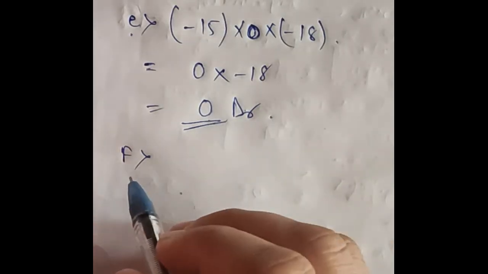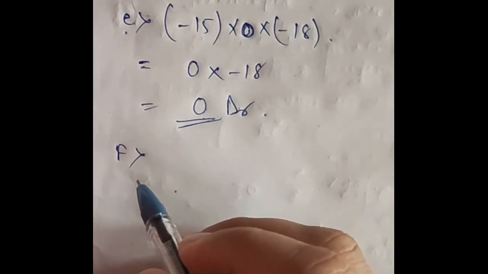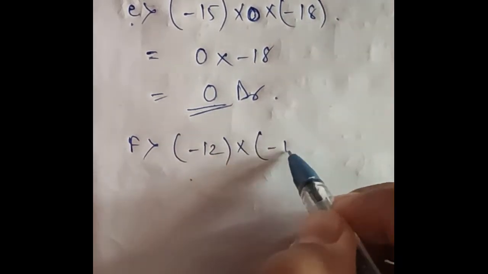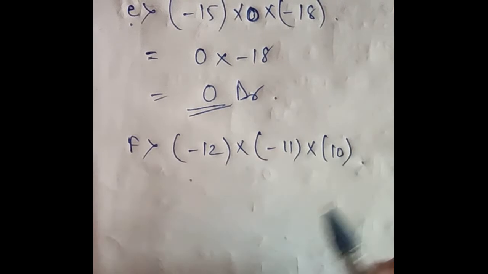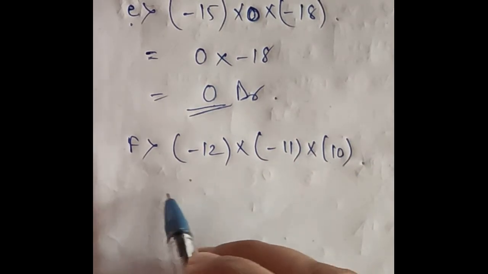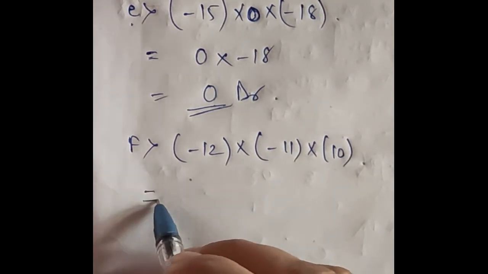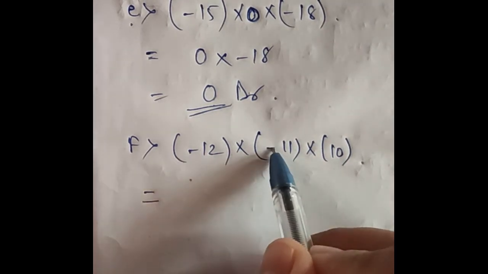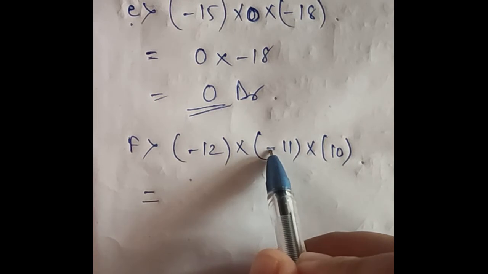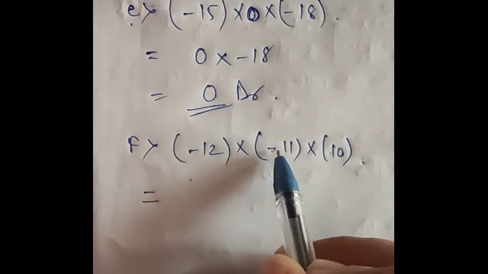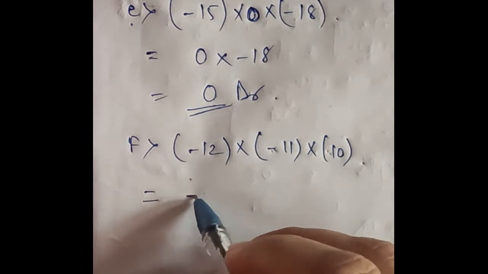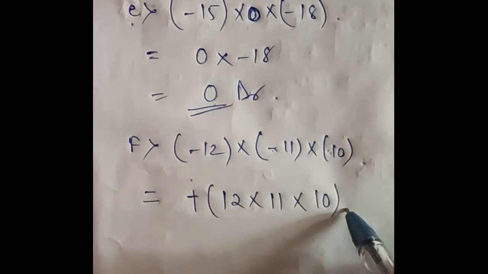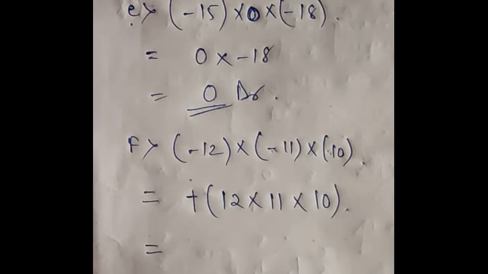Number F. The question states: minus 12 into minus 11 into 10. Okay, so now here we have to find the result. First of all, we will solve for the sign: minus minus is plus, plus into plus is plus. Now 12 into 11 into 10. Okay, so now we can directly write the answer.